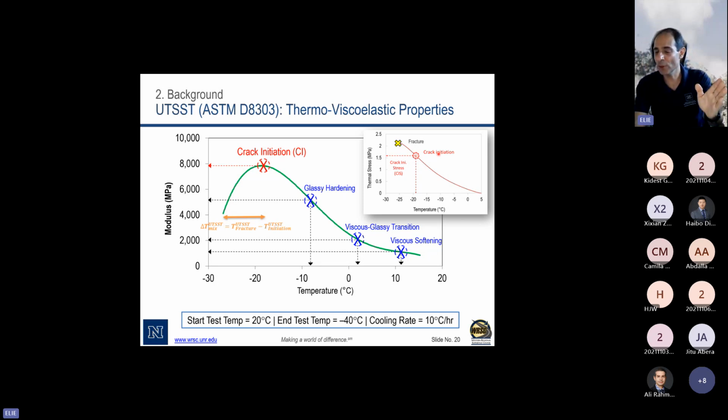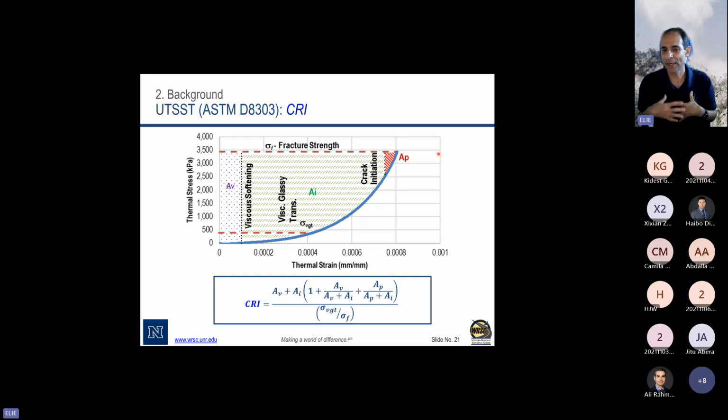Now, while those different zones are good to look at, we also want an overall index that allows me to compare mixtures, just to make it more simplified. So the next phase, after we identify different zones, we plot the stress versus strain, and then based on the area above that curve and those different zones that we identified, we calculate what we call the crack resistance index. It takes into consideration the viscous softening, the glassy hardening, the crack initiations, and the fractures, right?